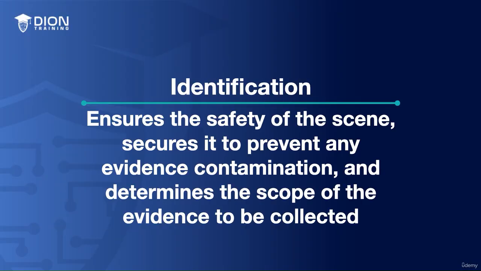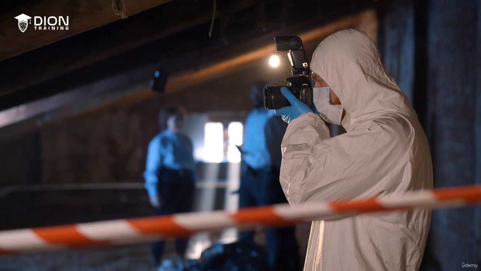First, we have identification. The identification step focuses on ensuring the safety of the scene, securing it to prevent any evidence contamination, and determining the scope of the evidence to be collected. Let's pretend you're working with law enforcement as a digital forensic examiner or data collection expert. You receive a call to enter a home to respond to a crime, but you know that this house may be a potentially dangerous environment since the threat actor may still be inside the building. So now your initial priority is to first secure the scene to ensure your safety and the safety of others with the help of the police.